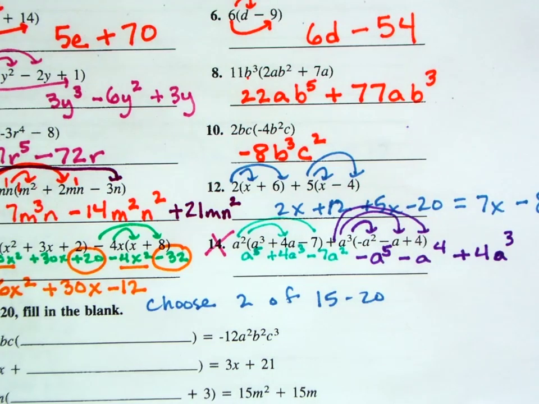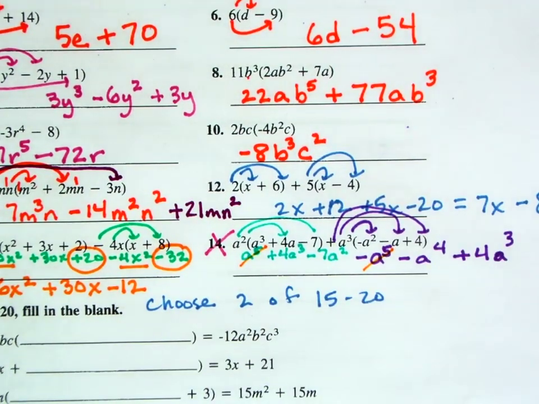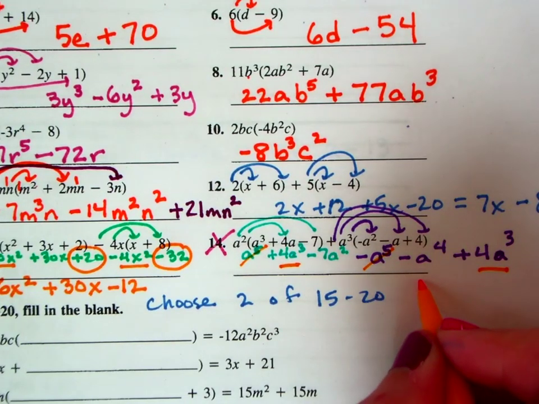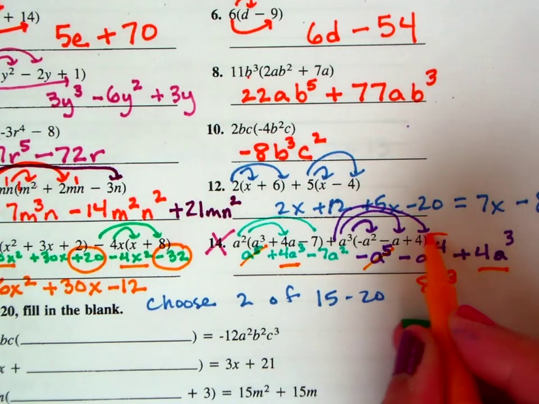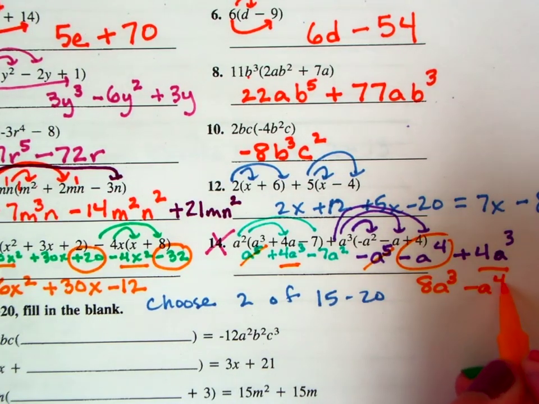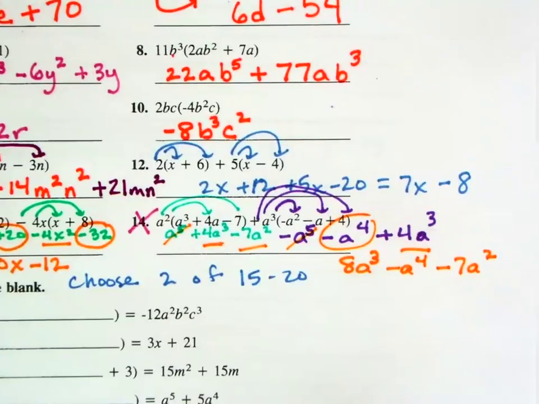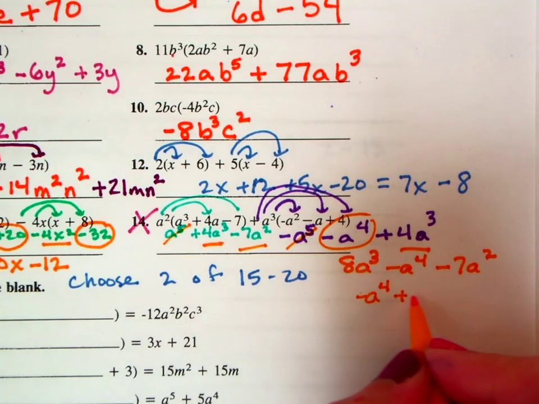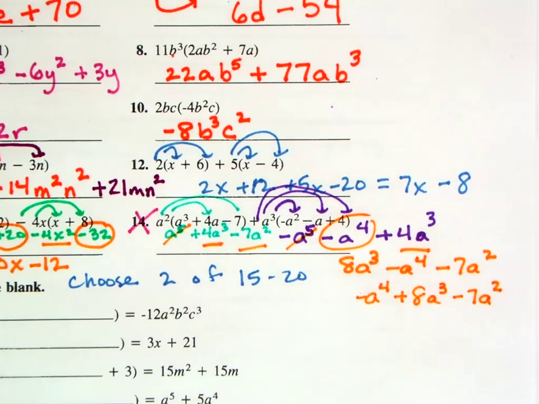Okay, so within that problem, we can cancel out the a to the fifth and the negative a to the fifth because those make 0. We have a 4a cubed and a 4a cubed, giving me 8a cubed. We have a minus a to the fourth here, so minus a to the fourth, and then a minus 7a squared. So you could write it like that. For those of you who feel more comfortable writing them in descending order, this would also be fine. It really doesn't matter. The answer is correct either way.